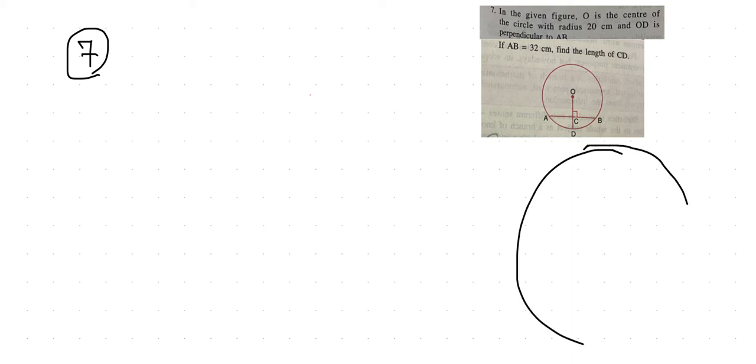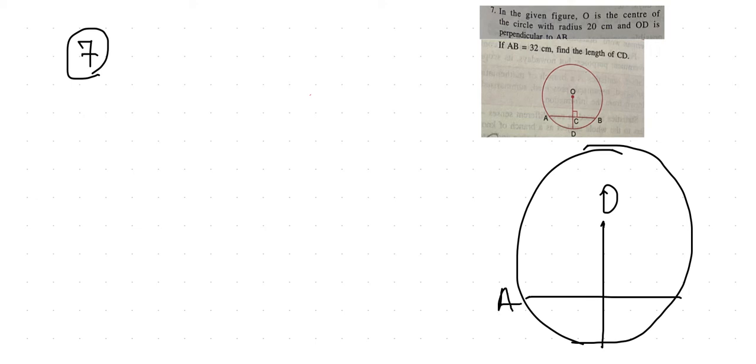Moving on to question number 7, children. So I'll be writing this as question number 7. The question says, in the given figure, O is the center of the circle with radius 20 centimeter. Okay, so there is a circle. This has been given like this. You have been given that O is the center, and then further you will be drawing like this. So here AB is the chord that has been given, and then this is C and this is D.